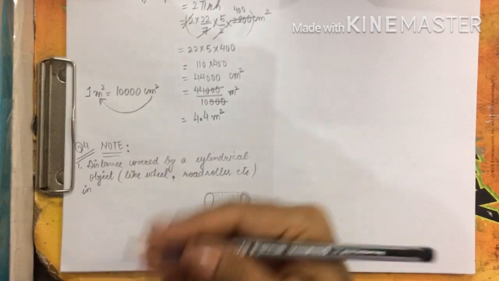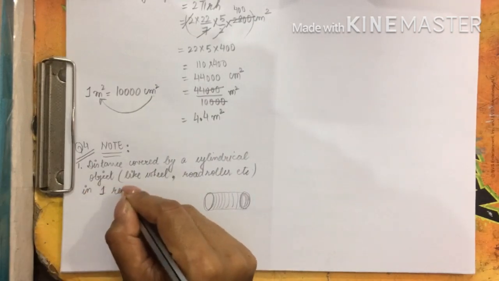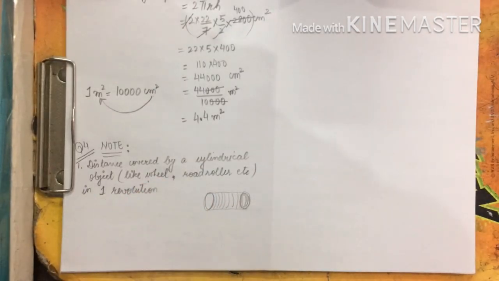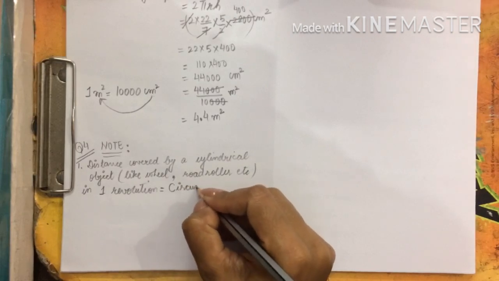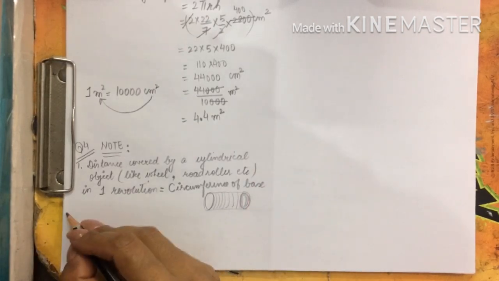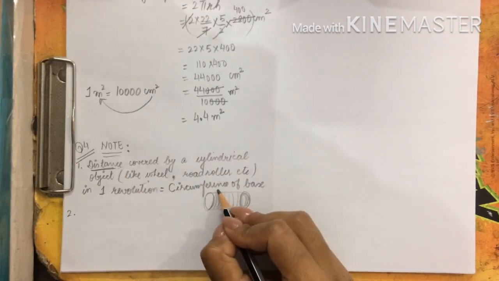And the distance is covered when the roller or the wheel is moving, and when they move they make turns. Those turns are called revolutions. When they make one complete revolution, the point which is in contact with the surface comes back in contact after one complete turn. So this is given by the circumference of the base.